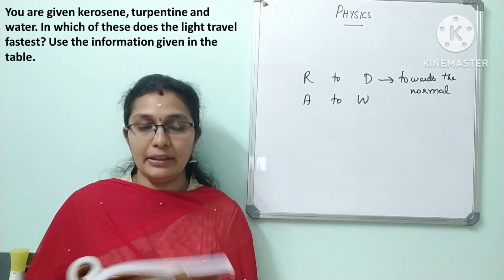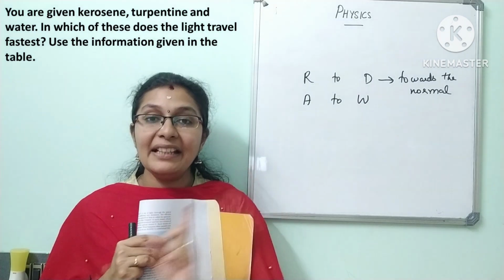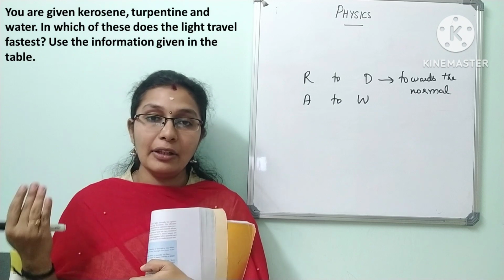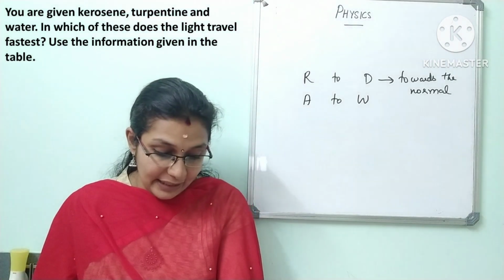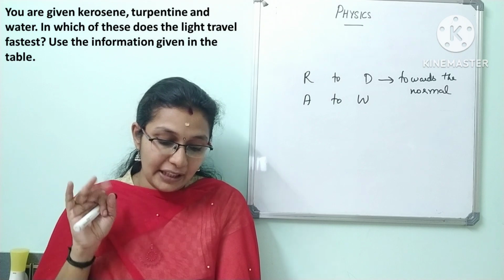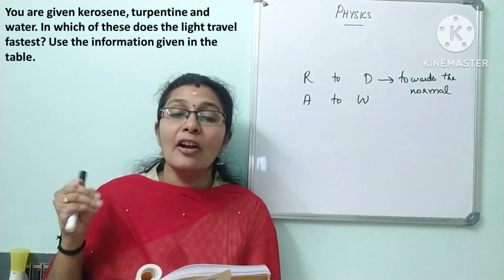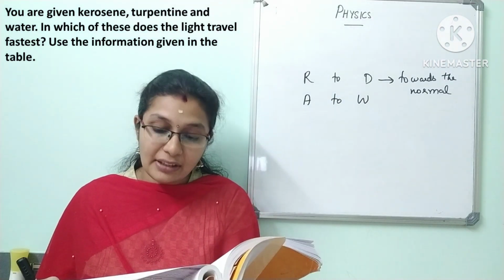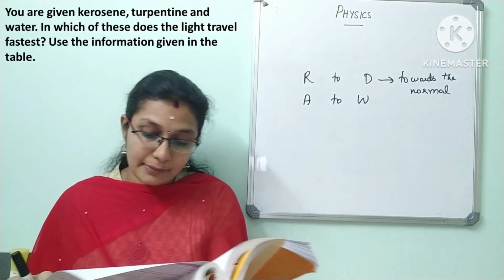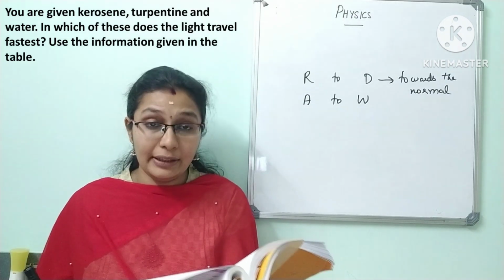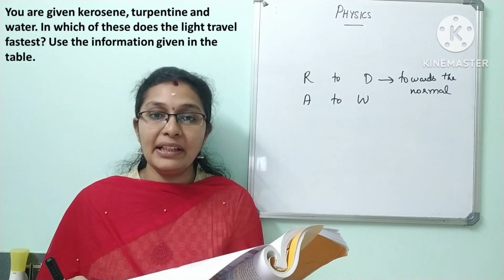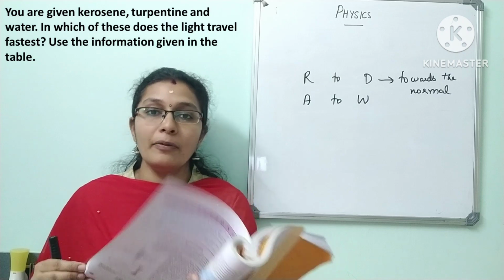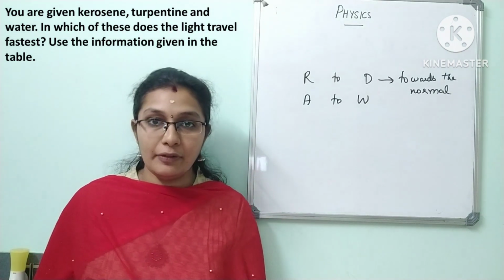Use the information given in the table. You know speed is inversely proportional to refractive index, yes or no? So for which the refractive index is more, the speed will be less. Here they are asking us to find, for kerosene, turpentine and water, which is having the highest speed. Kerosene is 1.44, turpentine is 1.47 and water is 1.33. The one with the lowest refractive index will have the highest speed. Water has the lowest refractive index, so obviously the speed of light in water will be the highest.